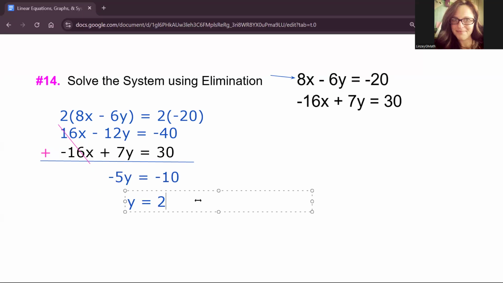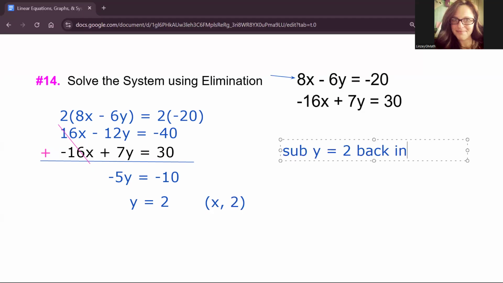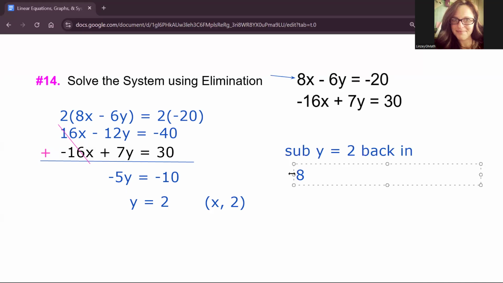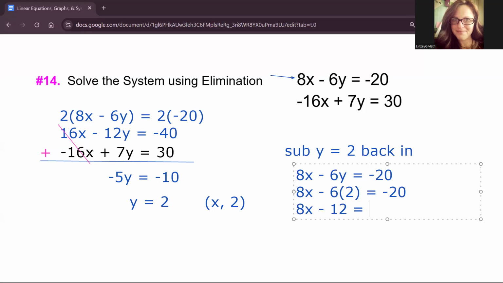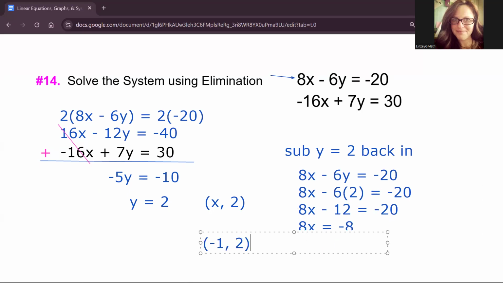Now we're not finished. We need to substitute back in to find the x value. I'm going to use the top equation, 8x minus 6y equals negative 20. And we'll substitute negative 2 back in to solve for the x value. 8x minus 6 times negative 2 is plus 12, so 8x plus 12 equals negative 20. We'll subtract 12 from negative 20, which gives negative 32, and divide by 8. And we get x is negative 4. Negative 4 comma negative 2 is our point of intersection, our solution to the system.